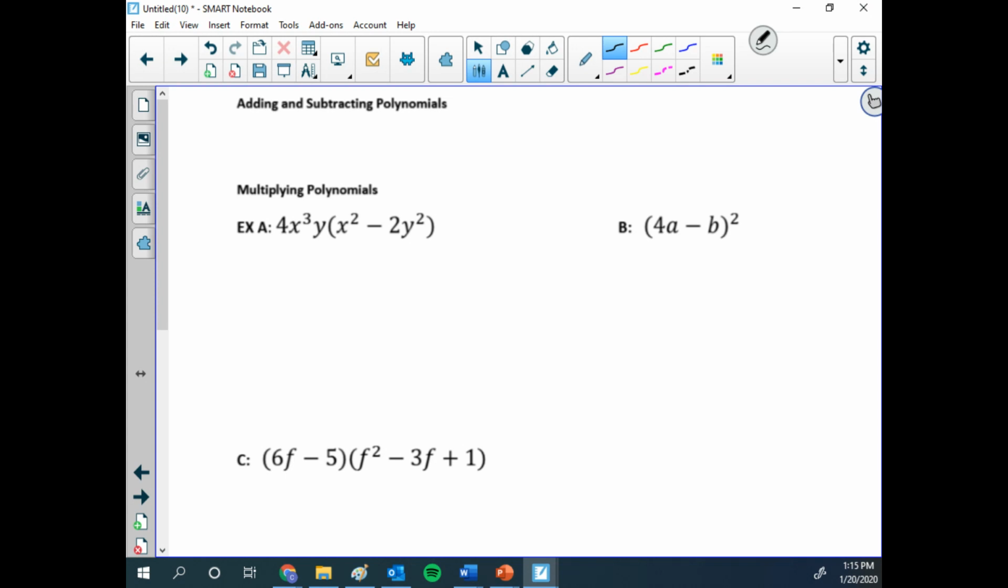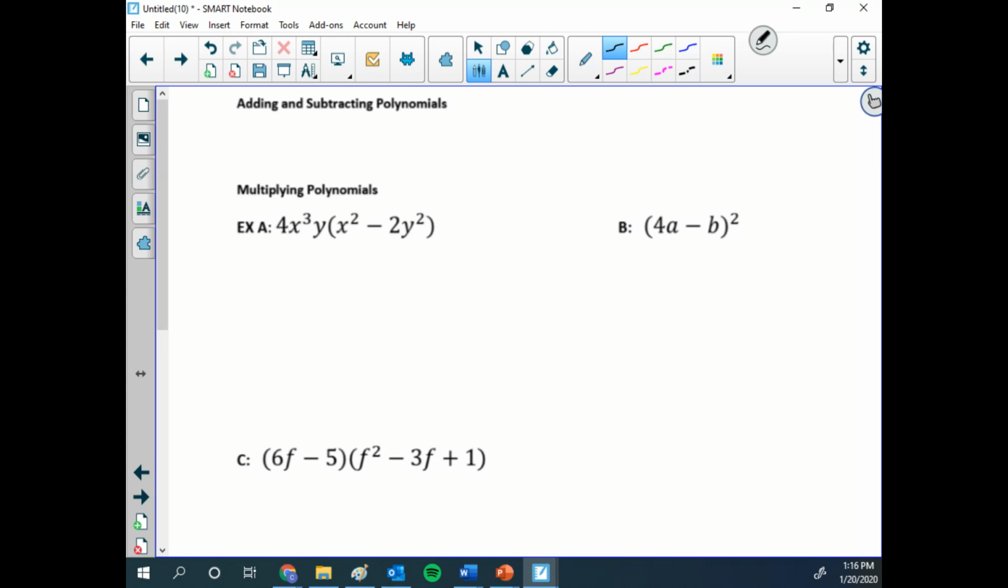So I'm just going to go through a few questions. There is a variety of strategies that you can use to multiply polynomials. Whatever works for you is what I suggest that you stick with. The two main ones that I look at are either using a grid or using the distributive property. So looking at example A: 4x cubed y times x squared minus 2y squared.